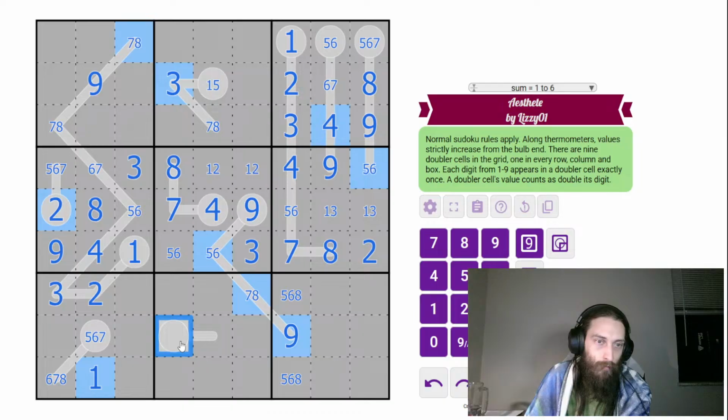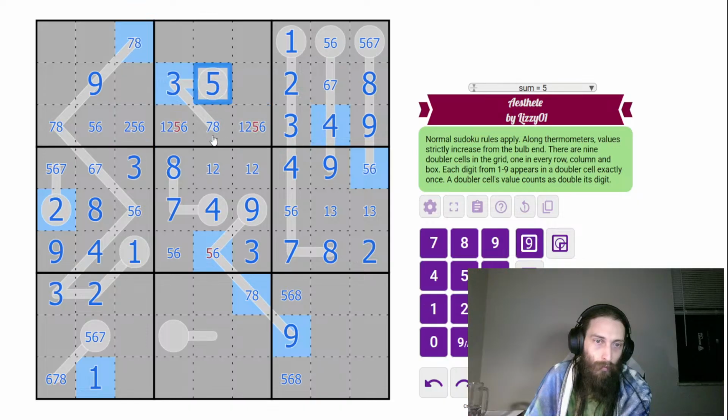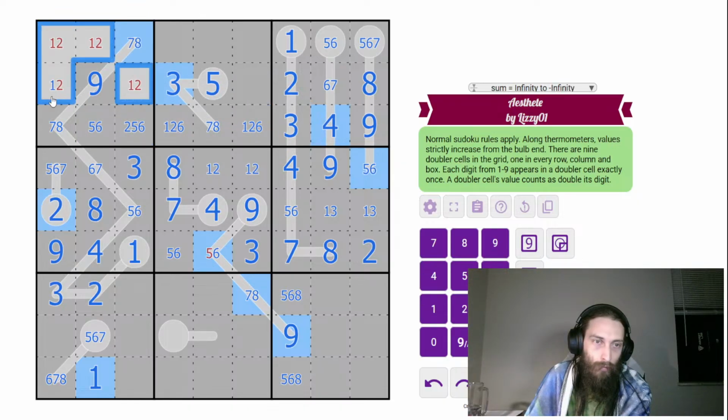We looked at row 3, which is 1, 2, 5, 6. Row 3, up 1. 1, 2, 1. 1 has to be one of those two, so that's a 5. 5 has to be one of those two.